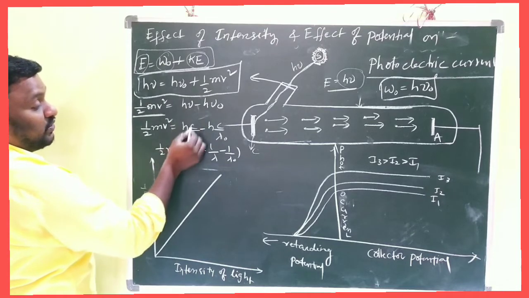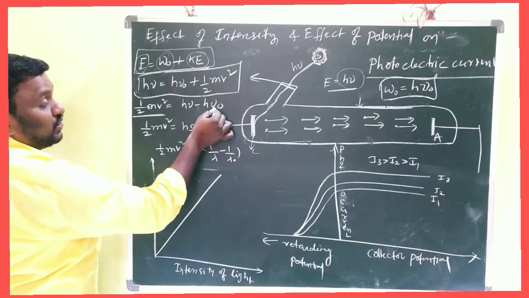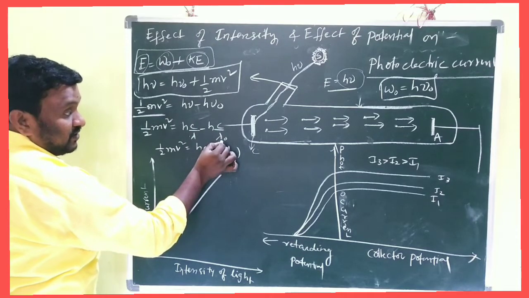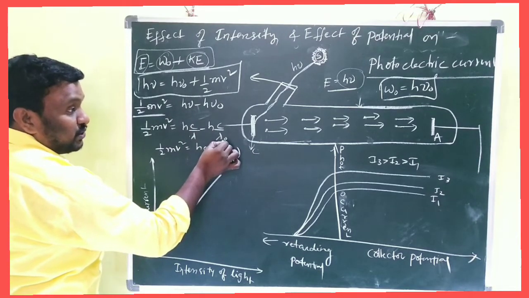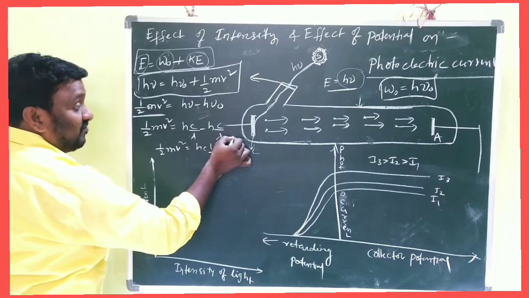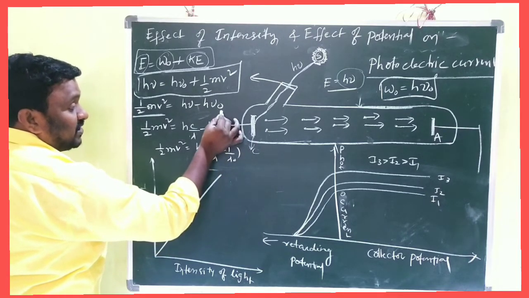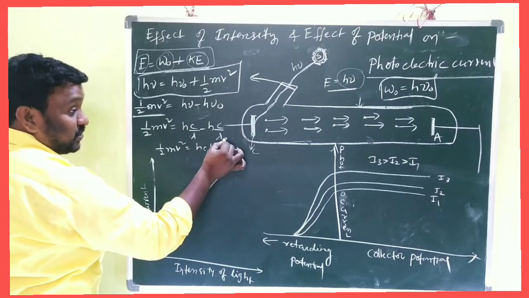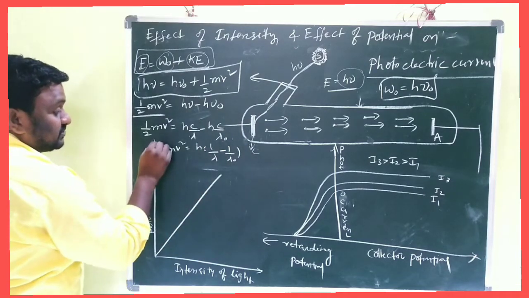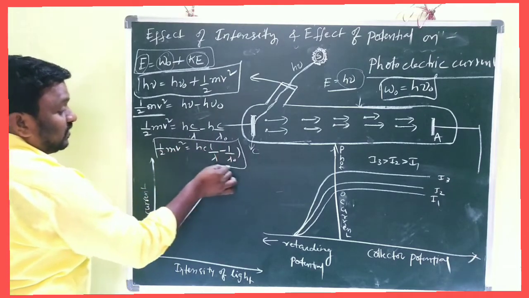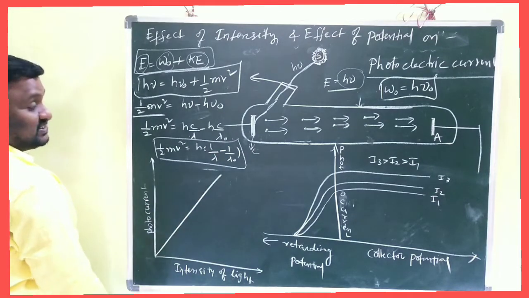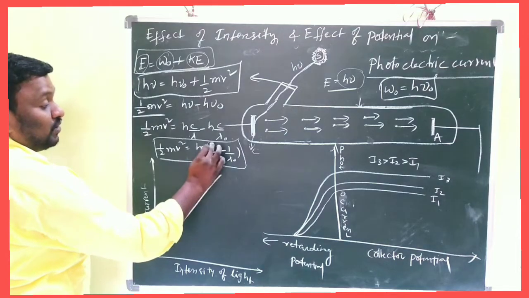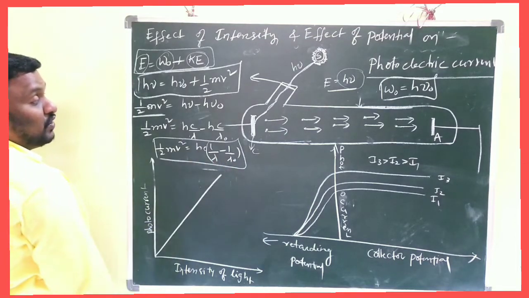Again, nu is equal to c by lambda. Nu naught is equal to c by lambda naught. This lambda naught is also called the threshold wavelength. What is nu naught? Threshold frequency. And what is lambda naught? Threshold wavelength. After substituting all these, we write the expression for kinetic energy, half m v square, is equal to h c of 1 by lambda minus 1 by lambda naught.